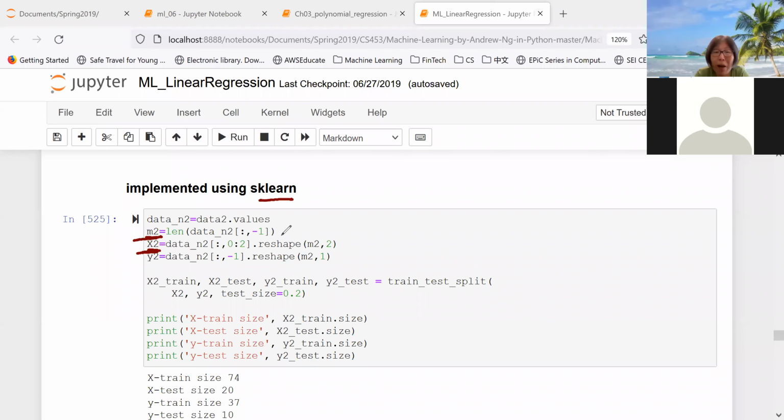So the feature value, in this case, the first 2 columns are the features. The last column is for the target. And the same thing, you also need to make sure to do the reshape, okay? So that it can be supported by linear regression. And then we do the train and test split. So it's as usual.